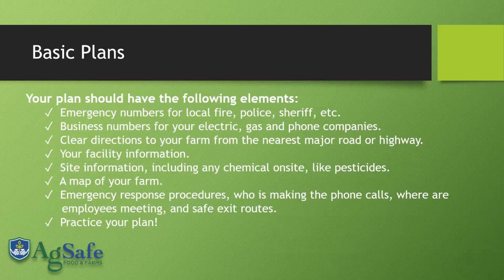In a basic plan, some things you should consider having are emergency numbers for local fire, police, and sheriff; business numbers for your electric, gas, and phone companies; clear directions to and from your farm; and your facility information. So, do you have grain bins? Do you have a hatchery or a poultry operation? Have those types of information ready and available for your first responders, depending on what type of incident occurs. Also site information, including any chemicals you may have on site, such as pesticides, a map of your farm, and then emergency response procedures: who's making phone calls, where employees are meeting, safe exit routes, and practice your plan. So, going back to that bullet point, emergency response procedures.